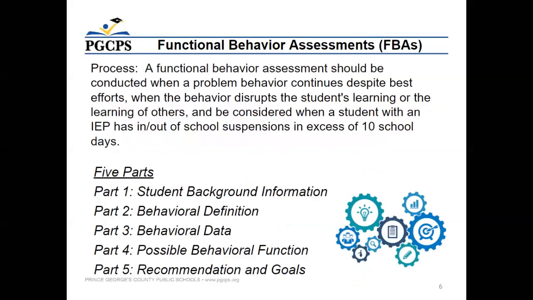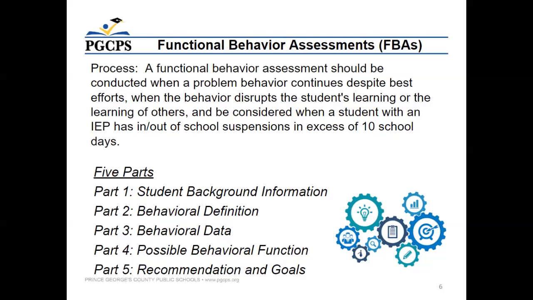The functional behavioral assessment form that we use, and when I say we, I'm talking about Prince George's County Public Schools, is a document that was provided to us by the Maryland State Department of Education to record this functional behavioral assessment process. In that document, it has 5 parts. And you'll see the 5 parts listed there on the screen: student background information, behavioral definition, behavioral data, possible function, and then recommendations and goals.